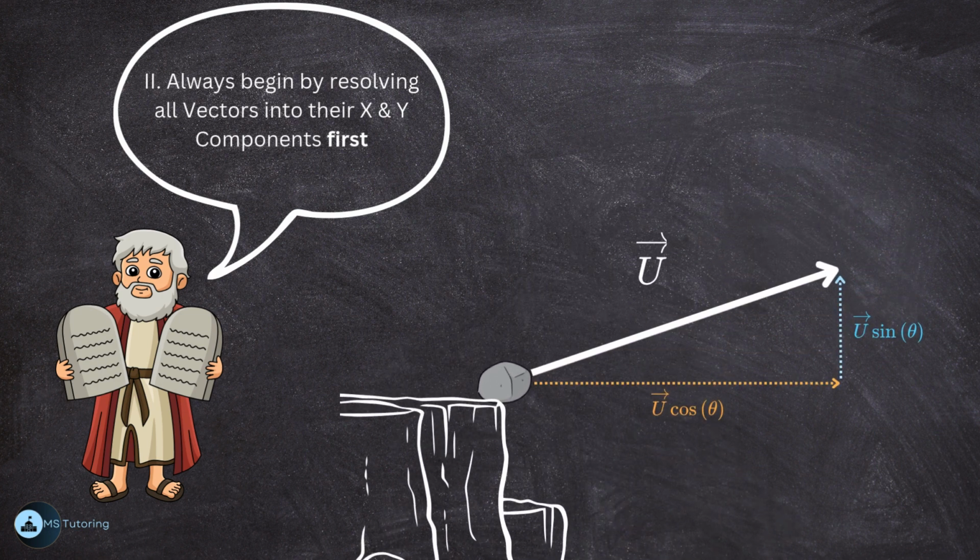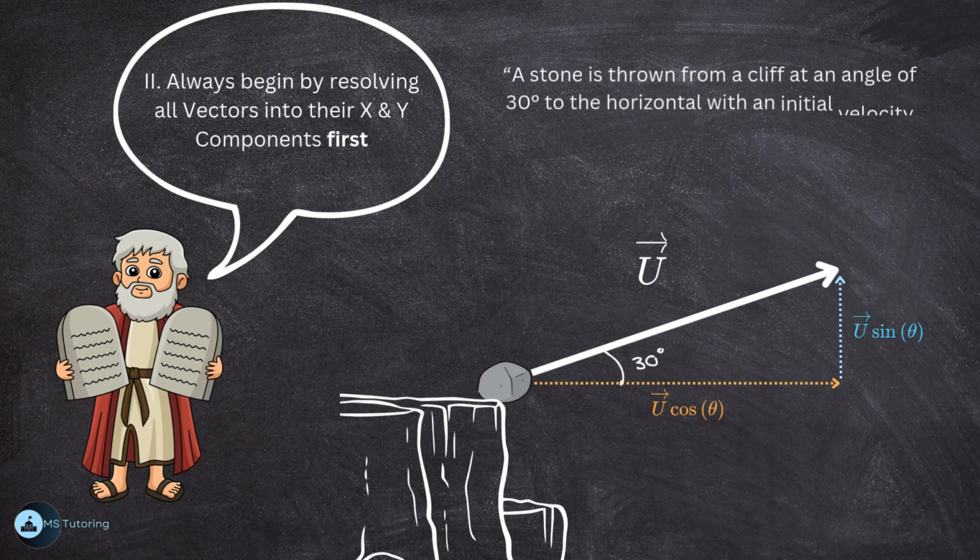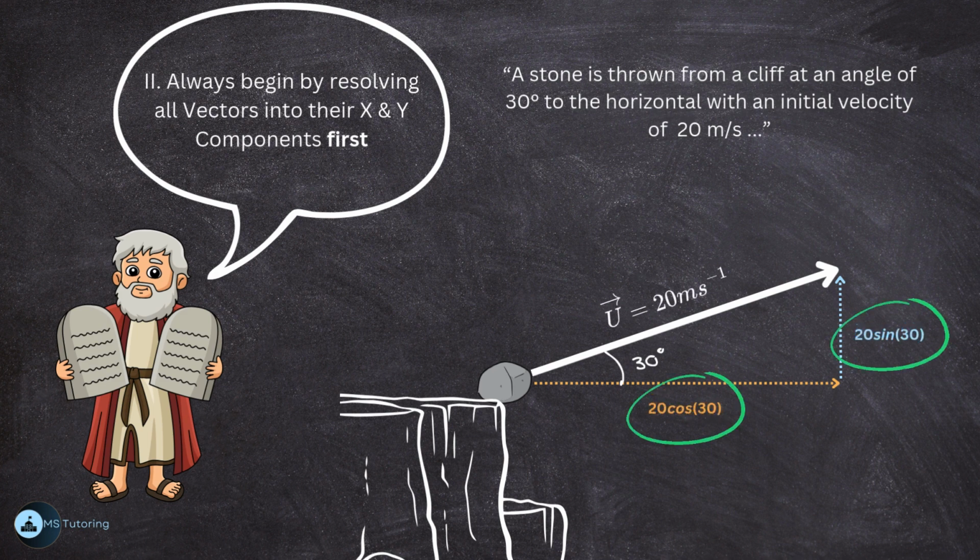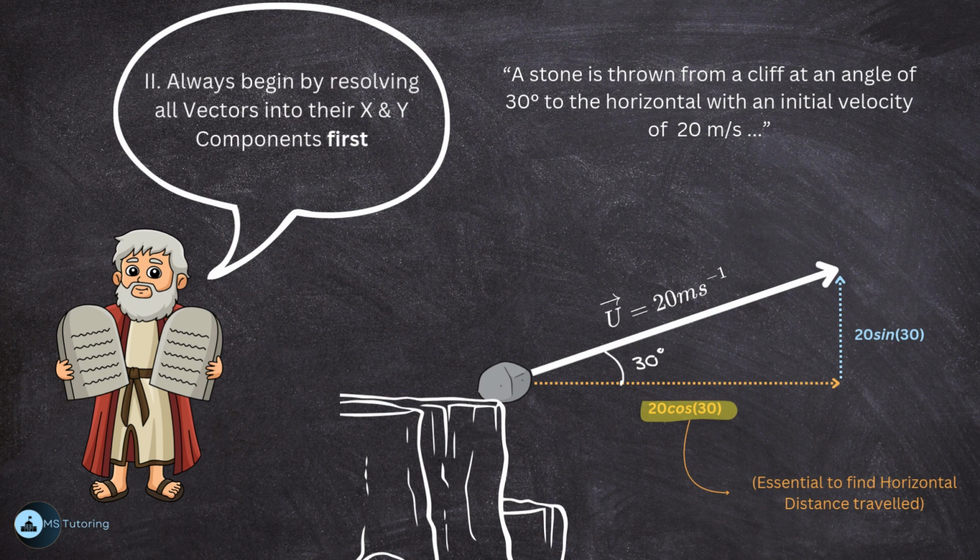A generic start to a projectile motions question might say something like, a stone is thrown from a cliff at 30 degrees to the horizontal, with an initial velocity of 20 meters per second. But what we're going to do immediately is figure out how much of this 20 meters per second are going into pushing the stone forward horizontally, our x component, and how much are going into lifting the stone upwards against gravity, our y component.